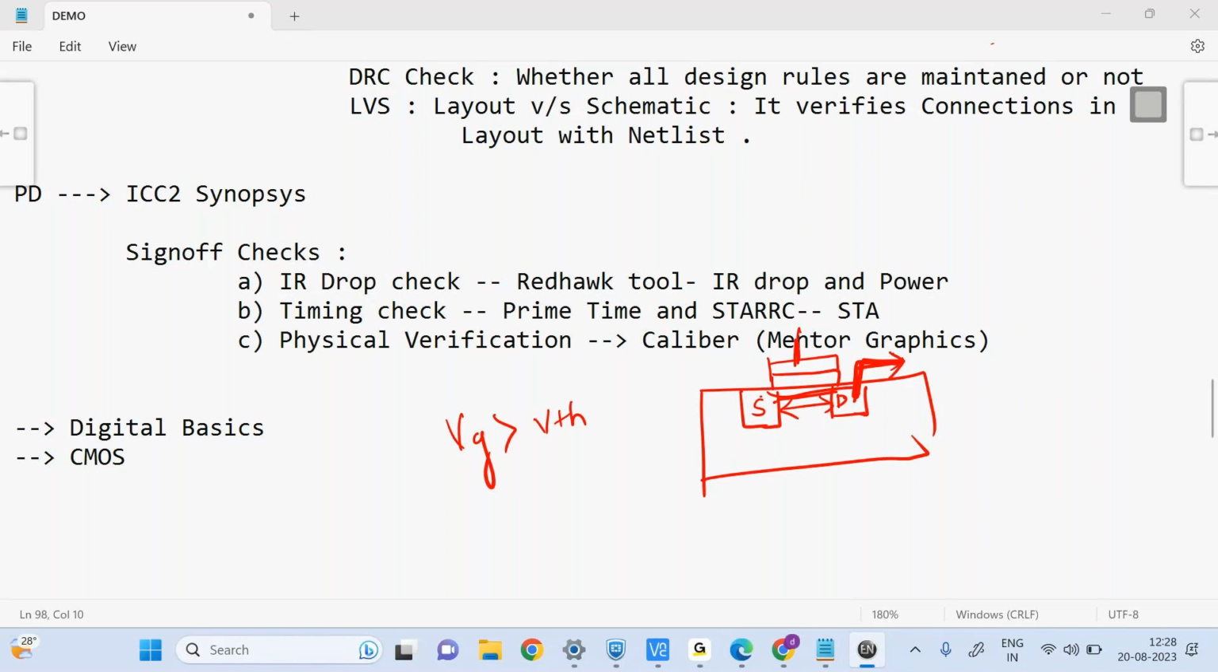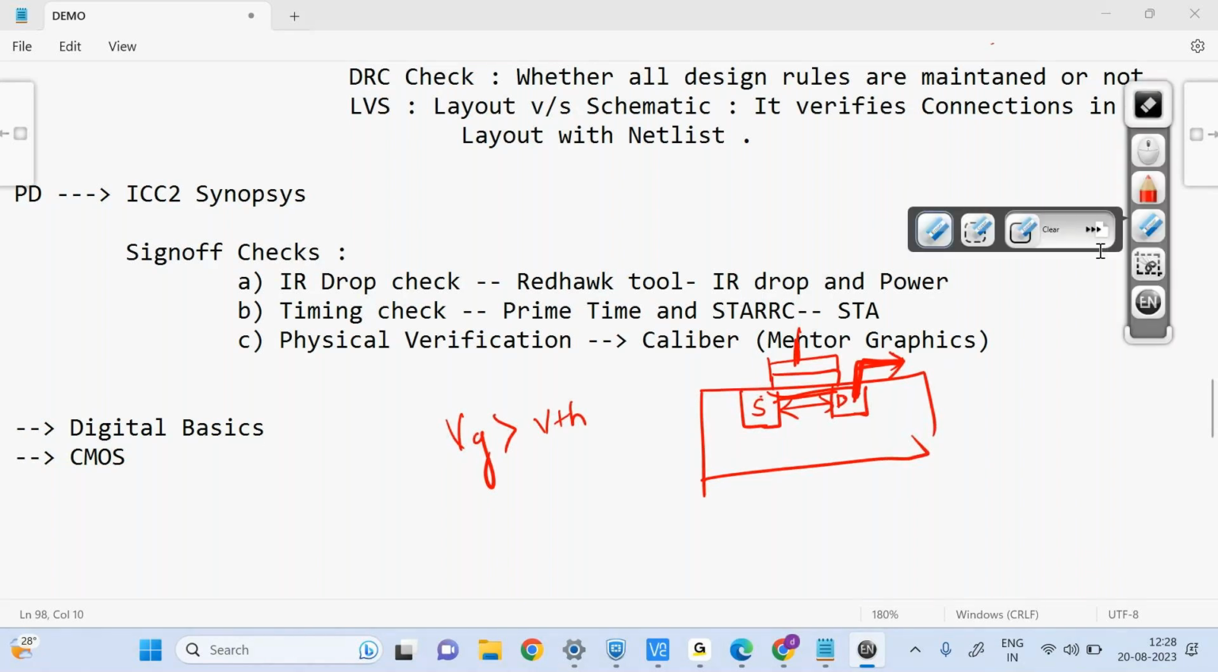So what is this? For this reason, we use FinFETs. Why FinFETs? All these things you should be knowing in CMOS. This much you should be knowing in CMOS. Right? After this, this is not sufficient.